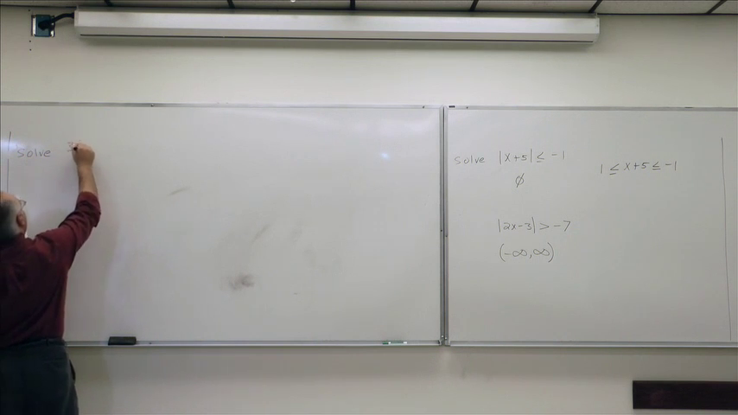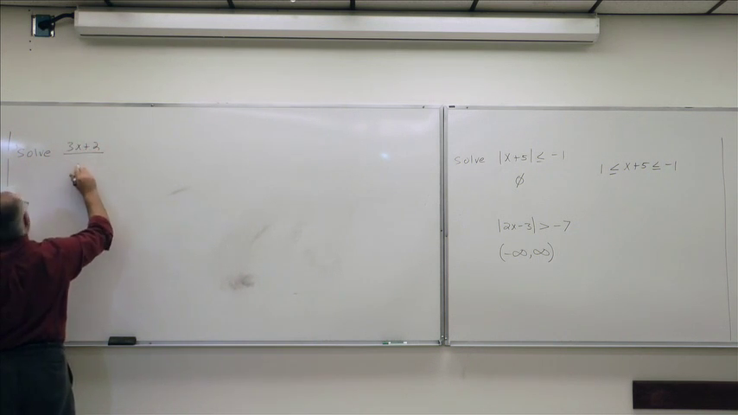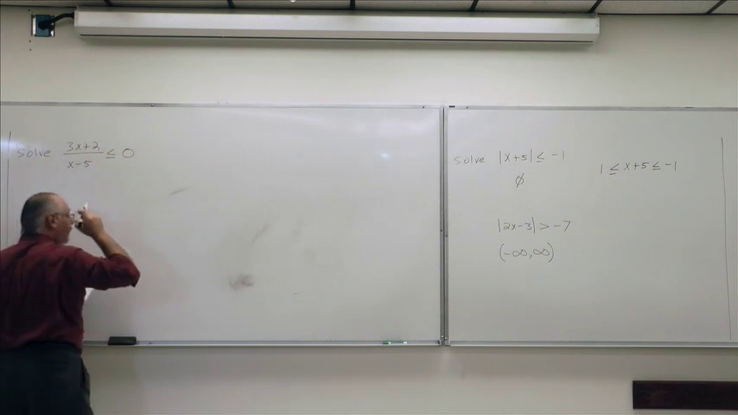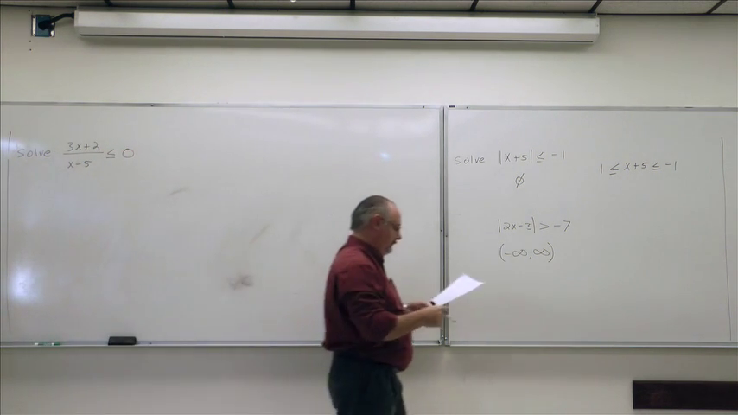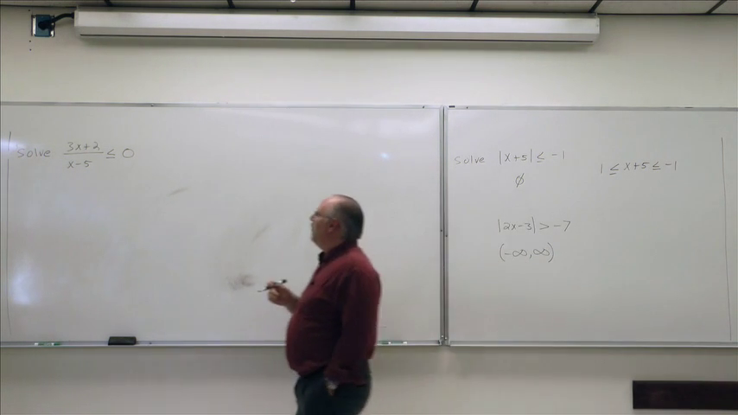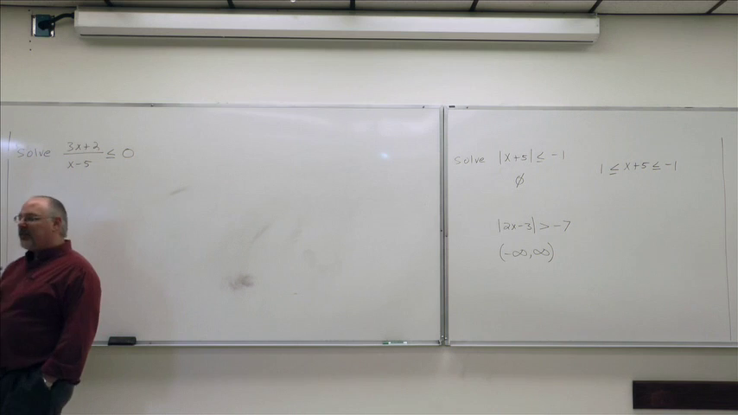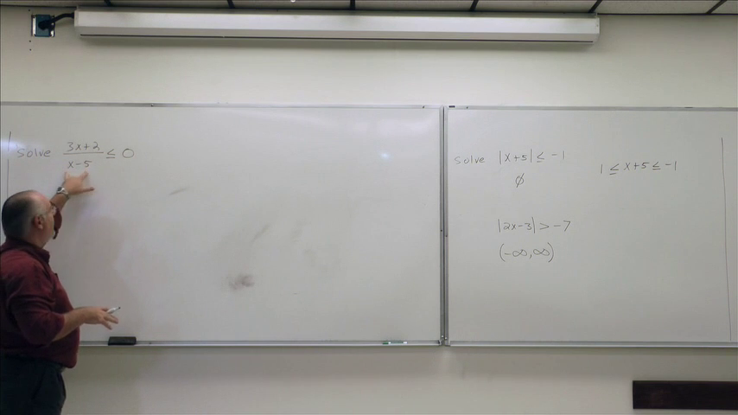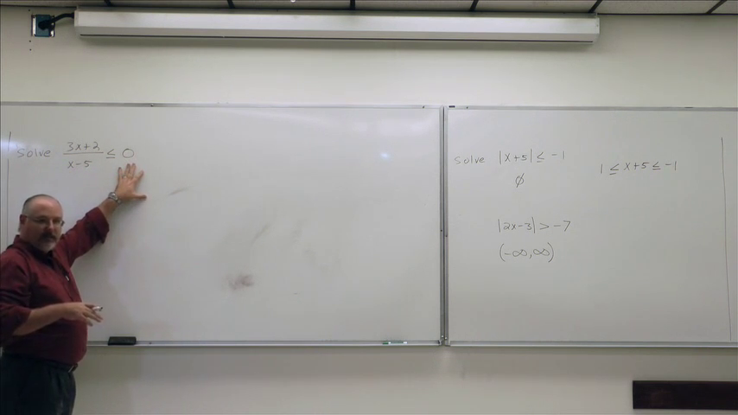Solve (3x + 2)/(x - 5) ≤ 0. All right, so again, this problem is fairly straightforward. First of all, you have to make sure that the inequality is compared to 0. That's important.